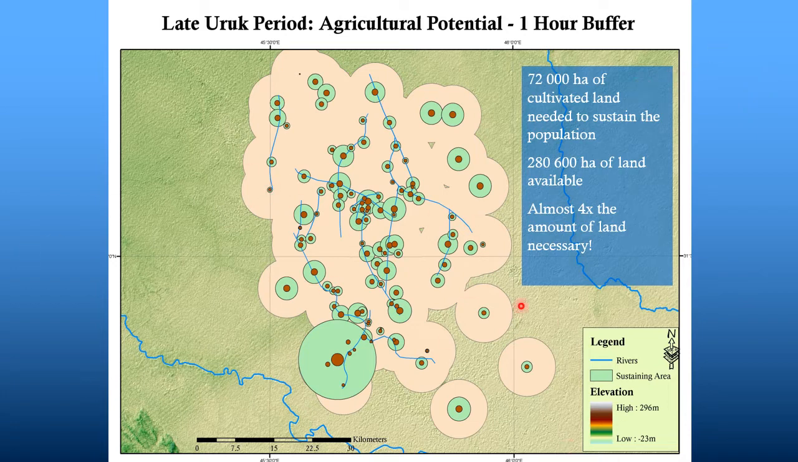What this is really showing you is that even though you have an immense population, within 1 hour of walking from your town, you have a ton of land that can be brought under cultivation. In this case, 72,000 hectares of land is needed to sustain the populations of all these little towns. Then there's 280,000 hectares of land that's available, almost 4 times the amount that's necessary for food production. So it means that you're pulling an incredible amount of people out of food.